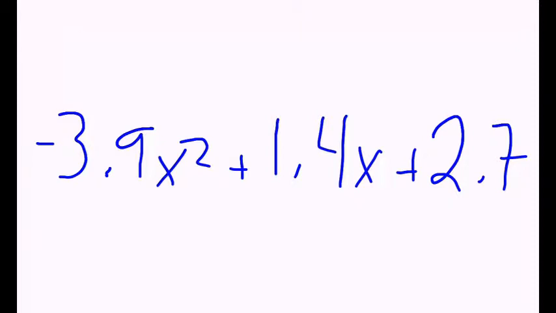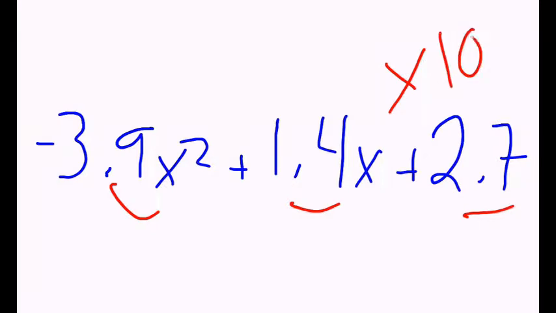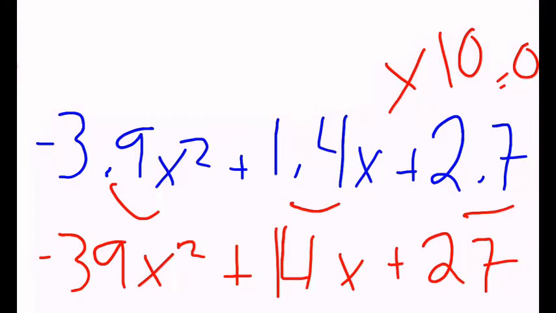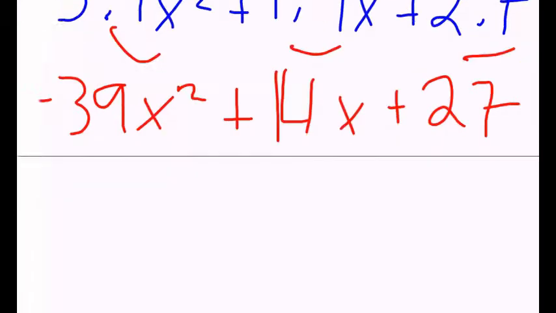Now with the decimals too, decimals aren't very nice, so we've got to get rid of those decimals. You think of how many spots there are in here. There's one spot, one spot, one spot. So let's times everything by 10, and that'll clean up all the decimals. It'll take them away. So let's write it underneath. So we've got negative 39 x squared plus 14x plus 27. Remember, I didn't have enough room, but on the other side we've got an equals 0 on the back side, right? So if we times 10 by 0, we're still equal to 0, so we're good there.